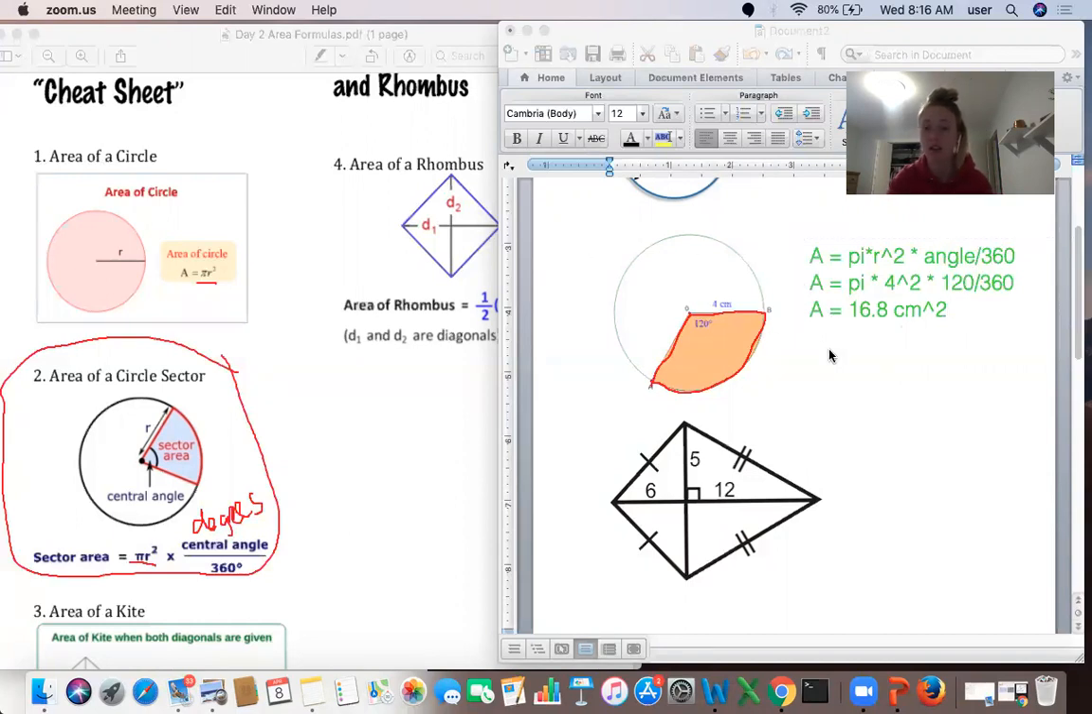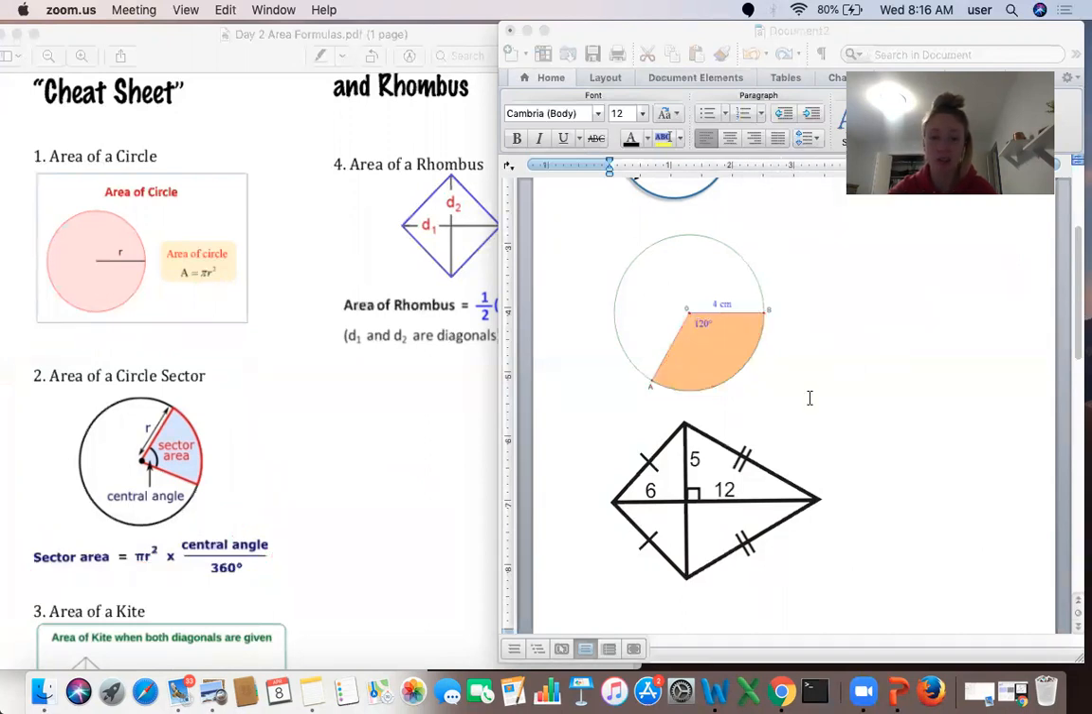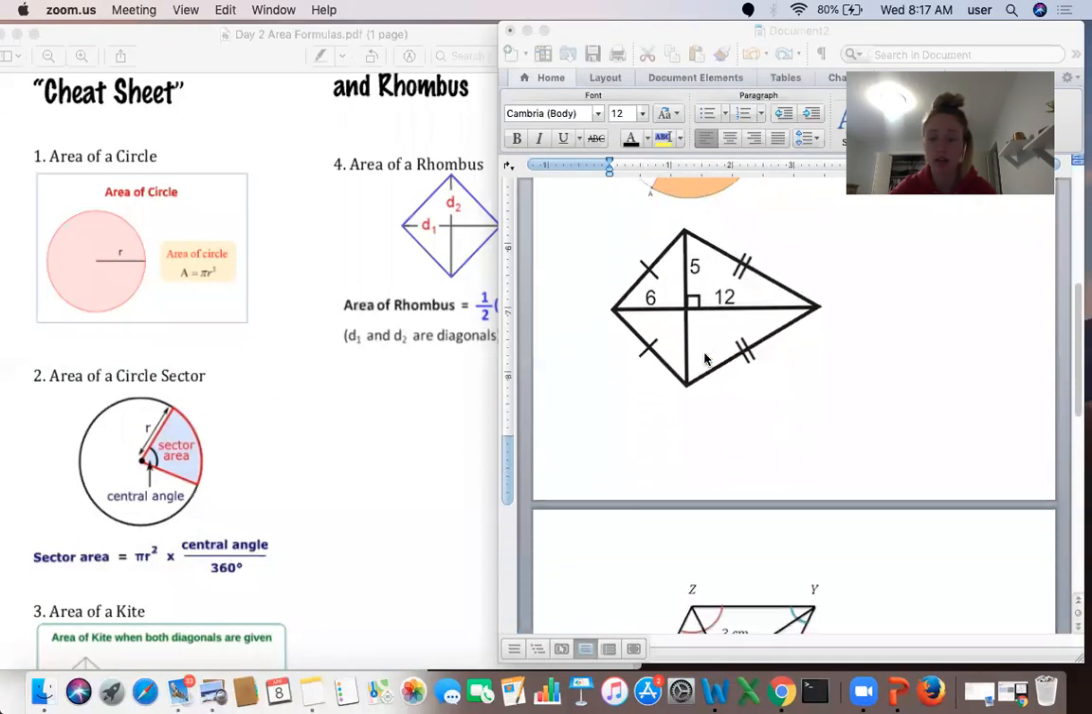All right. That is how we would do area of a circle sector. That might be kind of new, something we haven't done before, but again, you're using the information they give you, plugging it into a formula. If you need to look at that a little bit longer, you can pause it. I'm going to clear these drawings so that I can scroll down.